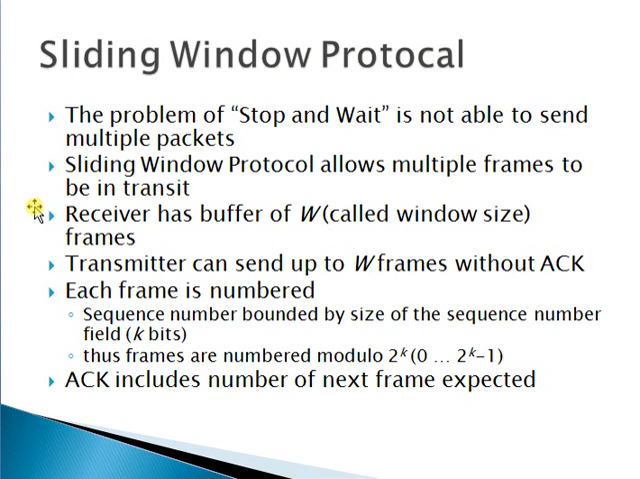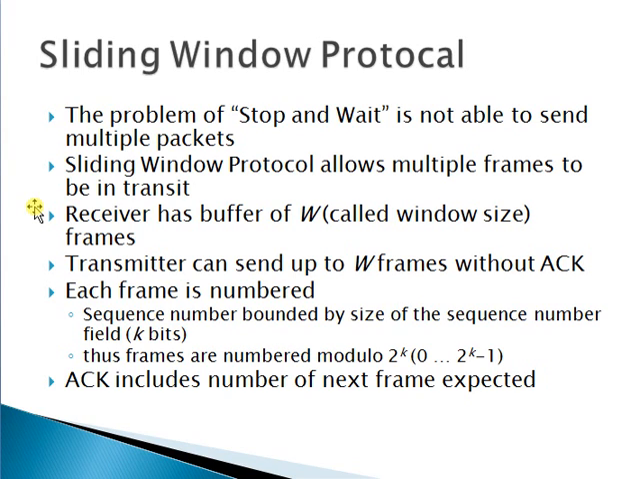In the sliding window protocol, the problem with stop and wait is that it is not able to send multiple packets, and we are not going to use the link completely. Hence we go for the sliding window protocol. Sliding window protocol allows multiple frames to be transmitted. The receiver has a buffer of W, called the window size, frames. The transmitter can send up to W frames without an ACK.